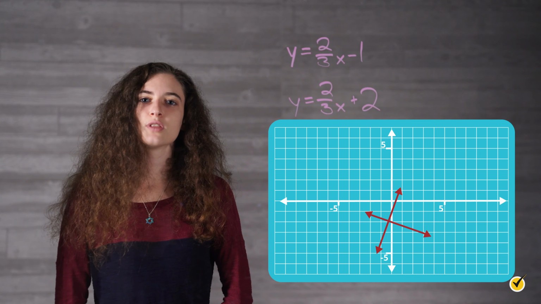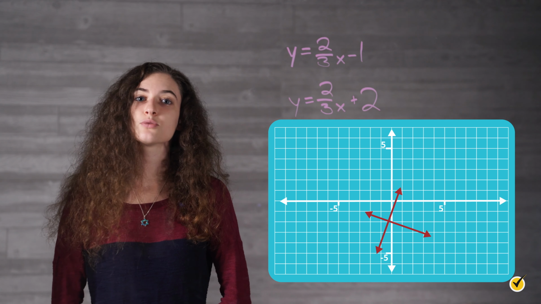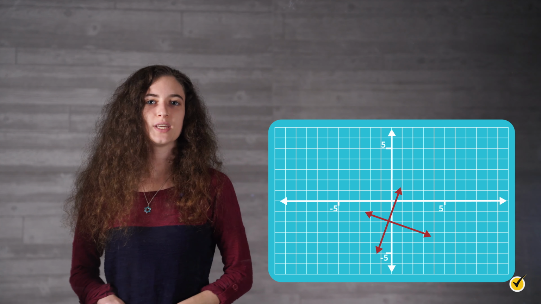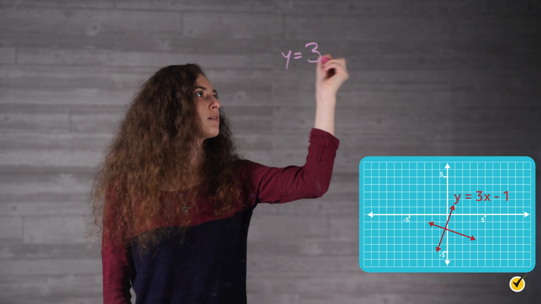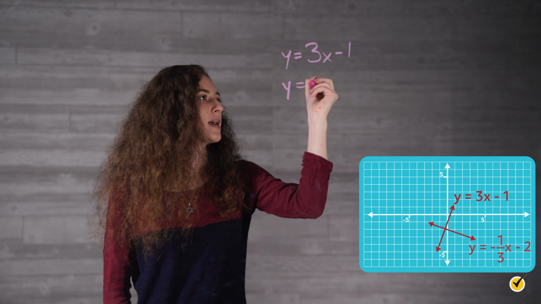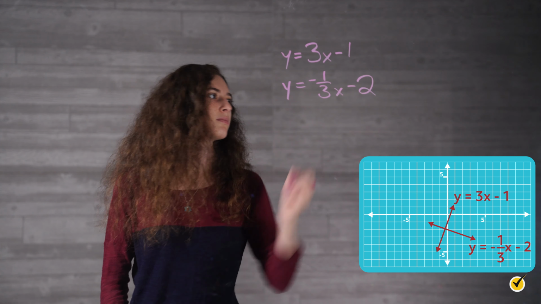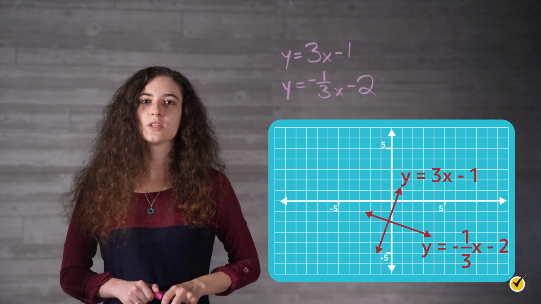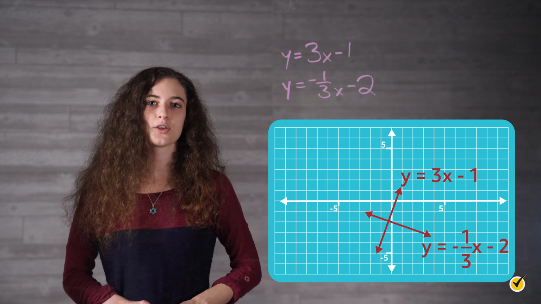This graph shows two lines that have the special feature of intersecting at a right angle. As a result, these lines are considered perpendicular. The equations for these lines are y equals 3x minus 1 and y equals negative 1/3 x minus 2. Again, there seems to be a relationship between the slopes, m equals 3 and m equals negative 1/3.